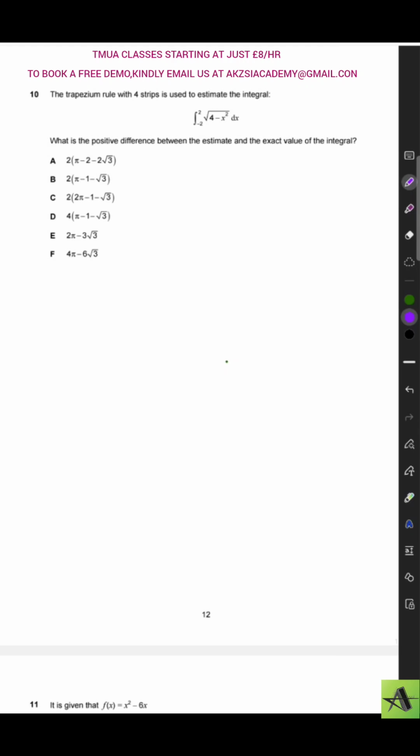So in that case, after this paper, my first topic is going to be integration. After completing that, again we'll be moving on to the past paper questions. So moving on to the last question.